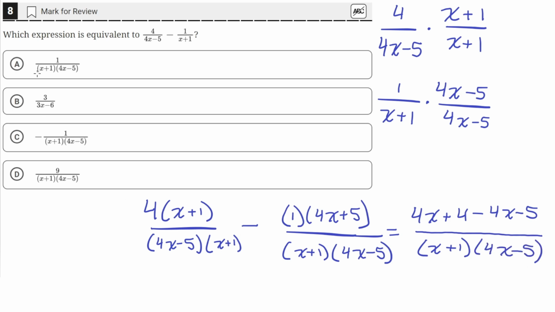Okay, so the correct answer choice up here should have an x plus 1 and a 4x minus 5 in the denominator. So we can just rule out answer choice B, since that's incorrect. But then A, C, and D have x plus 1 times 4x minus 5 in the denominators, but the numerators are different. So let's simplify down this numerator. So we see that this 4x cancels out with this negative 4x, and then 4 minus 5 is just equal to negative 1. So the numerator simplifies to negative 1. And the only answer choice with a negative 1 in the numerator is answer choice C. And it has the correct denominator here as well. So C is the correct answer.